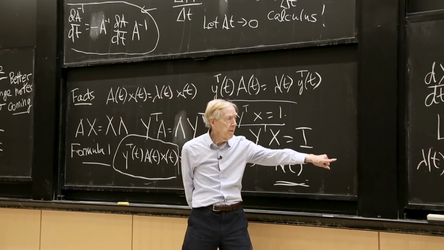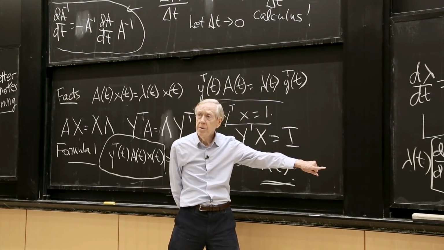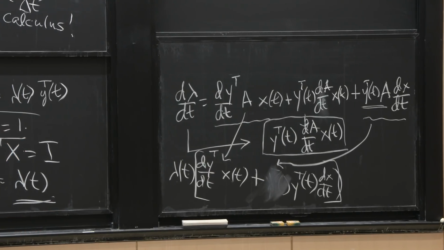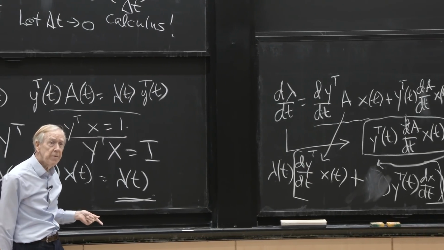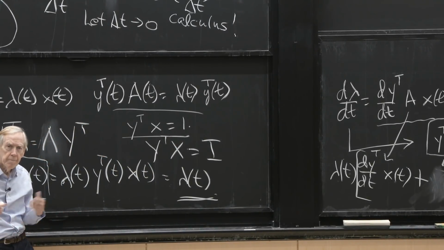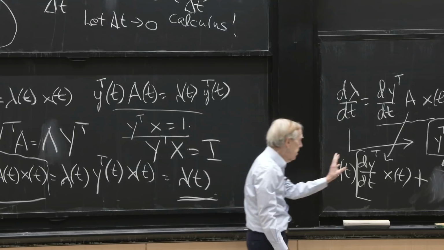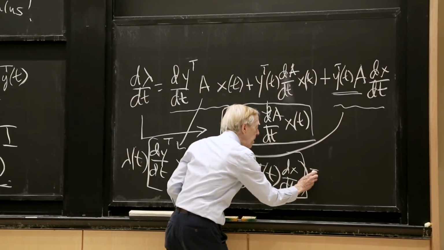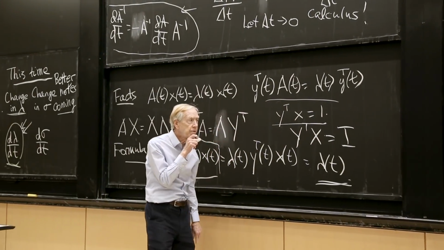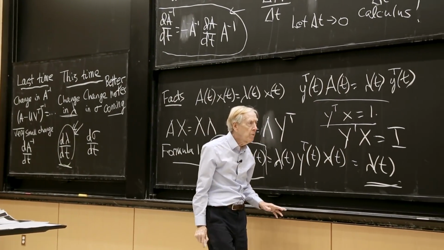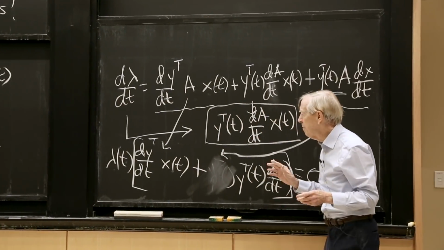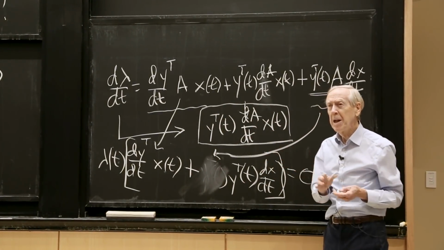Because what I'm seeing in those brackets is the derivative of y transpose x. So it's the derivative of 1, therefore 0. So this is the derivative of 1. It equals 0. Those two terms knock each other out and leave just the nice term that we're seeing.